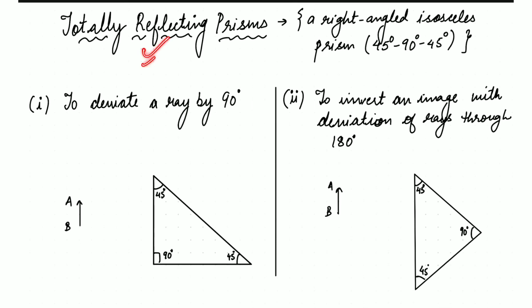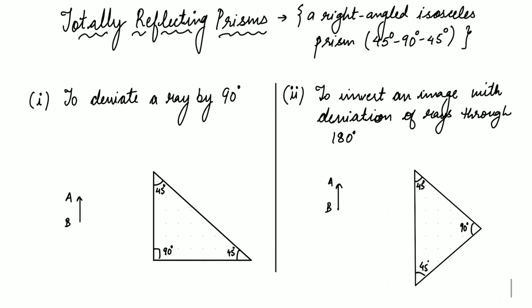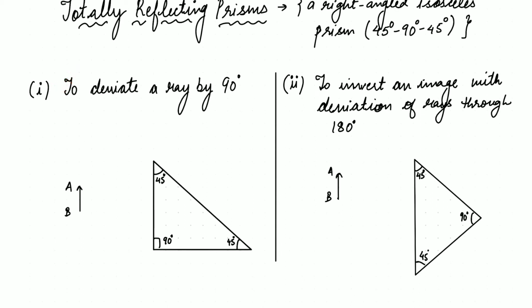Yes, this one is your total reflecting prisms, right? Okay, it's very fun. You will love this one. So basically we are playing with your 45, 90 and 45 degree prism, right? So we are going to talk about different cases here. Again, these cases will involve your total internal reflection, right? Okay, now let's look at your first case.